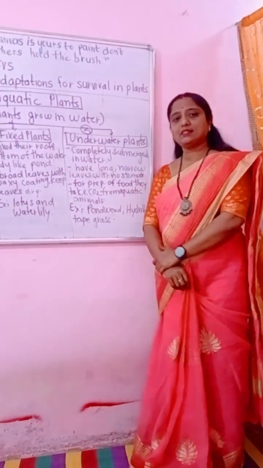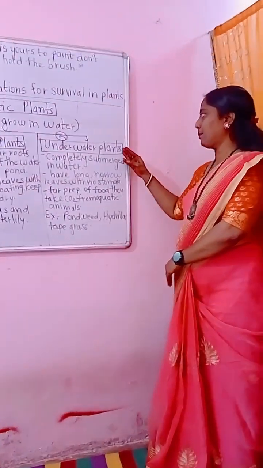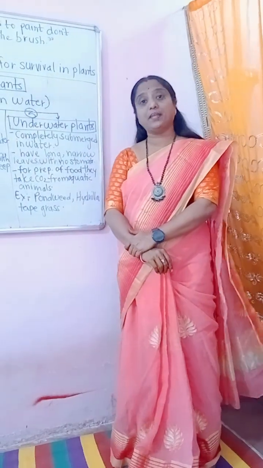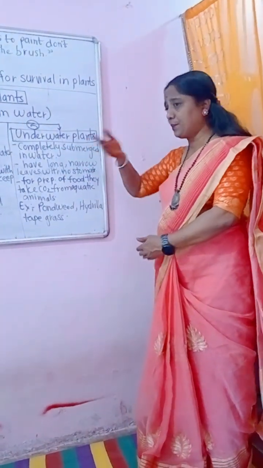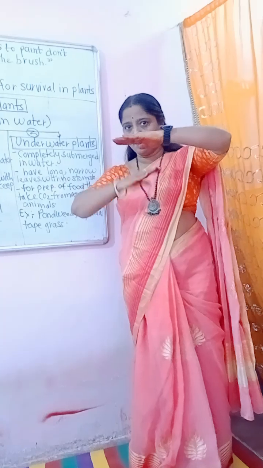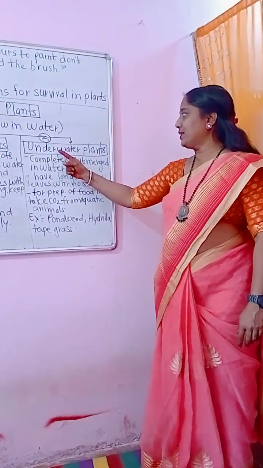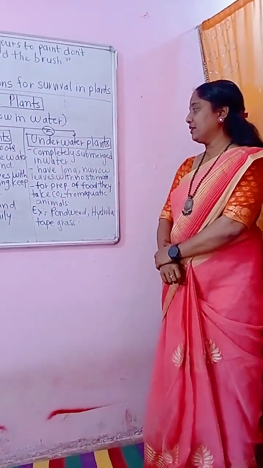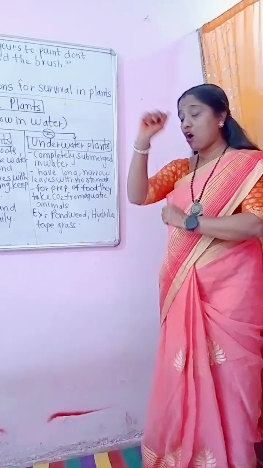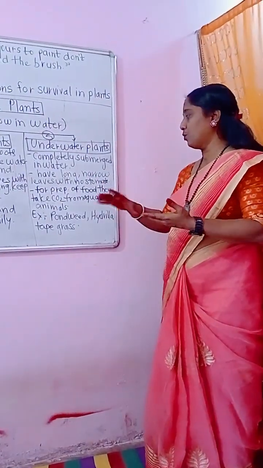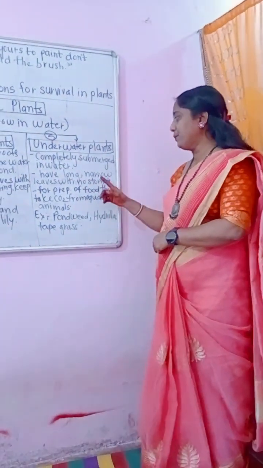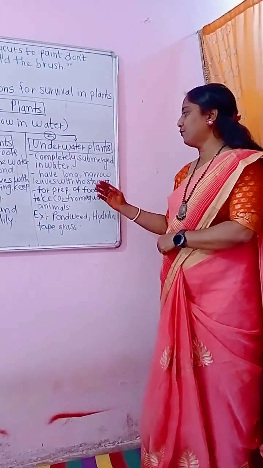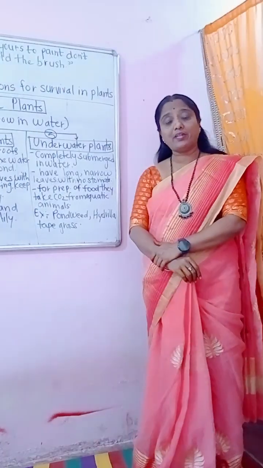Now, the third one is called the underwater plant. Now we will learn the meaning of underwater plants. Underwater plants are completely submerged in the water. That is why they are called underwater plants. They have long, narrow leaves with stomata, and with their help they prepare their food.